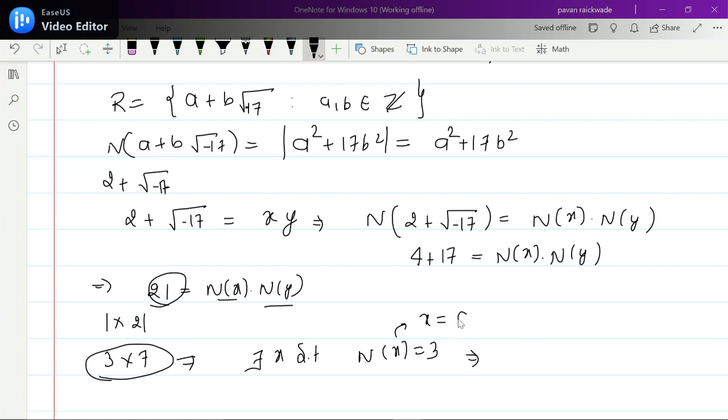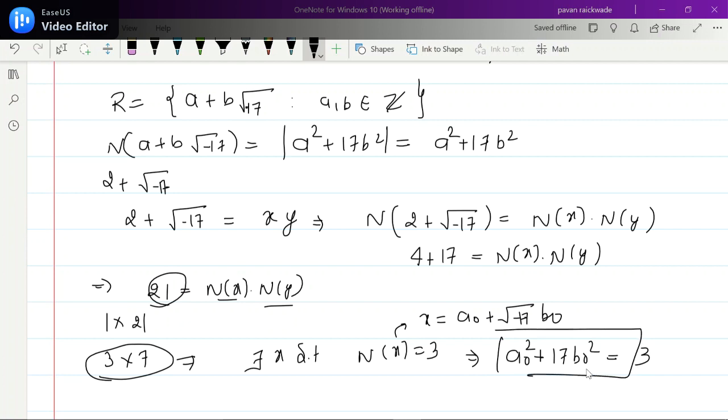Suppose this is possible, it implies there exists some x such that norm of x is equal to 3, where x belongs to the ring, so x will be of the form a naught plus square root of minus 17 into b naught. Its norm will be a naught square plus 17 into b naught square. But there won't be any solution to this equation, because the smallest nonzero value is 1 when a naught is 1 and b naught is 0, and if you increase any further, it will be more than 3. So this case is not possible. There won't be any x.